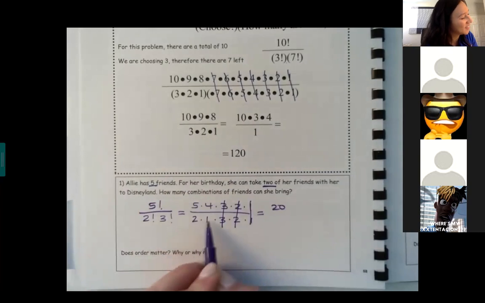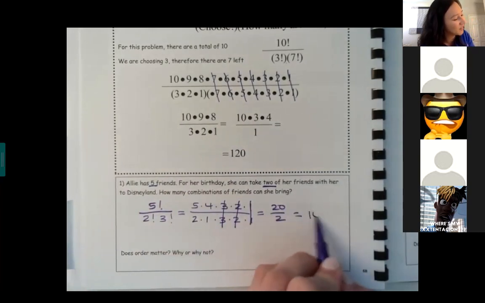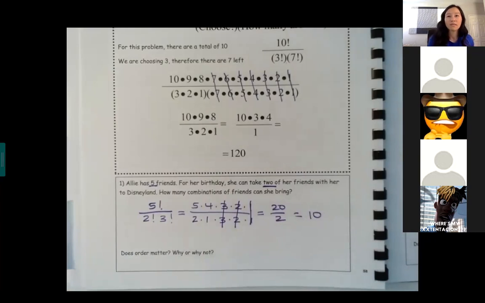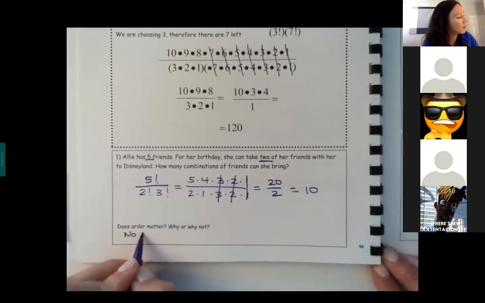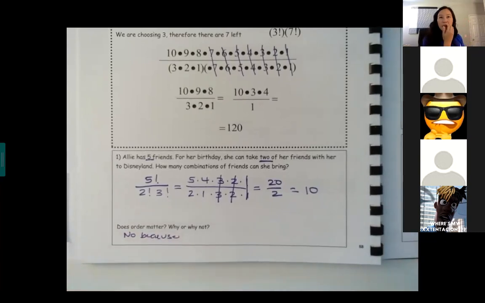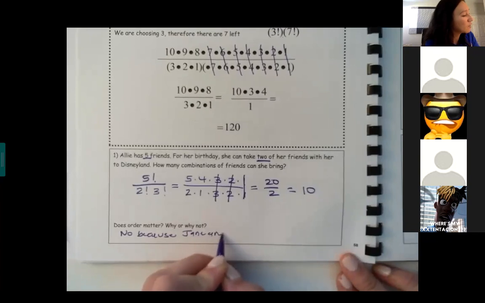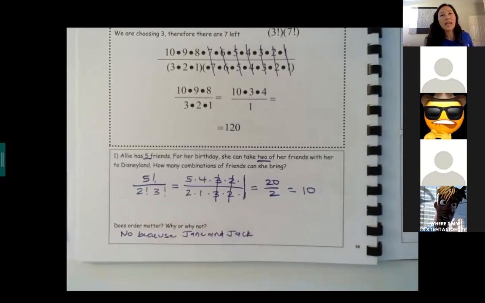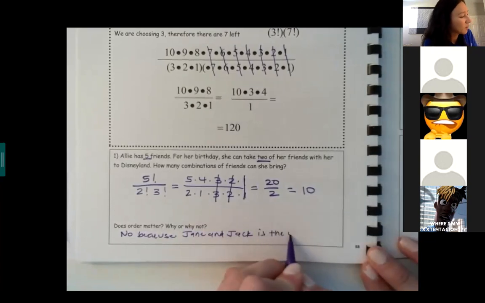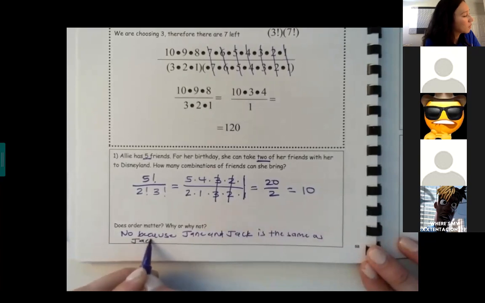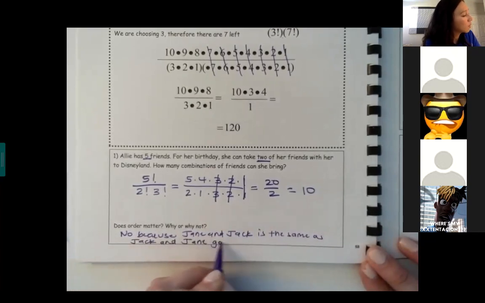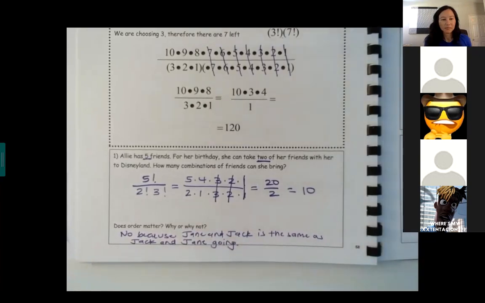5 times 4 is 20, divided by 2 times 1, which is 2. So 20 divided by 2 is 10. Does order matter? No, because I used the names Jane and Jack. If she picked Jane and Jack to go, it's the same as Jack and Jane going. It doesn't matter who she picks first. If she picks Jane first and then Jack, or Jack and then Jane, they both get to go to Disneyland. So it doesn't matter.